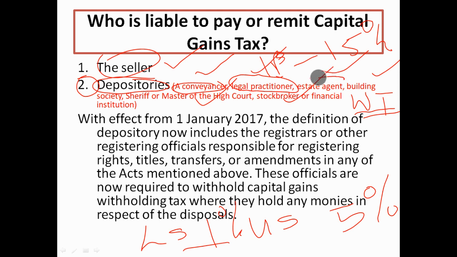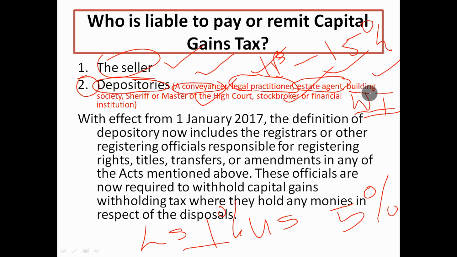Then we have also the estate agents. Some individuals use those guys because they manage properties. So maybe your property is being managed by an estate agent, then you will sell that asset. It is basically the estate agent who is selling the asset on your behalf. So the estate agent is liable, or is responsible, for withholding tax on the sale of that asset.